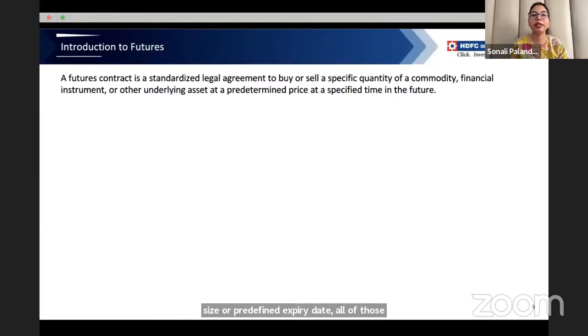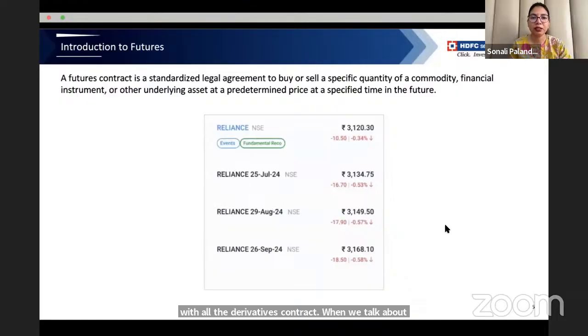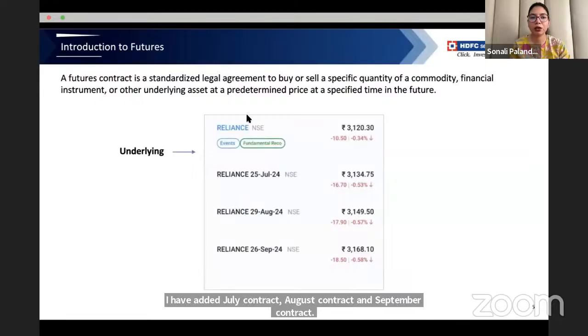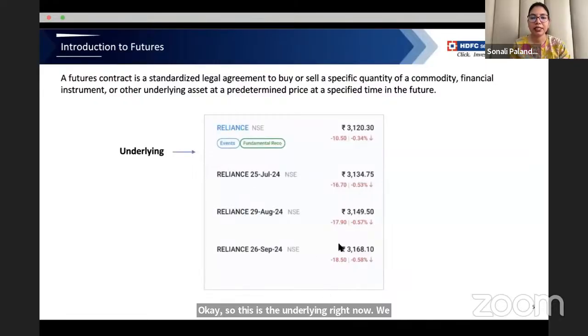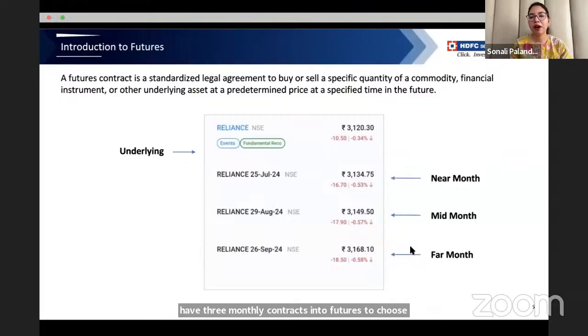It comes with all the derivatives contracts. When we talk about options, you will understand that as well. So this is a stock of Reliance, and I have added the July contract, August contract, and September contract. So this is the underlying. Right now we understand that, but these are the three contracts. You will always have 3 monthly contracts in futures to choose from. They are called near, mid, and next or far month contracts.